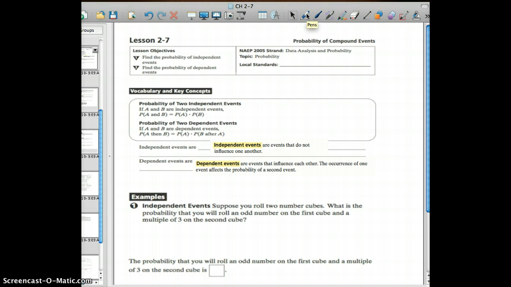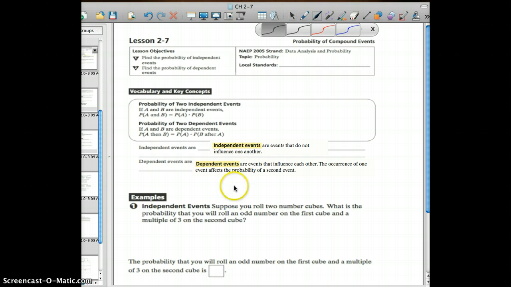The probability of getting an odd number on the first roll is going to be 1/2, right? Because we have 1, 3, and 5, which is 3 out of 6. And you always want to work with reduced fractions. It's much easier. So that's the probability of getting an odd on the first roll.